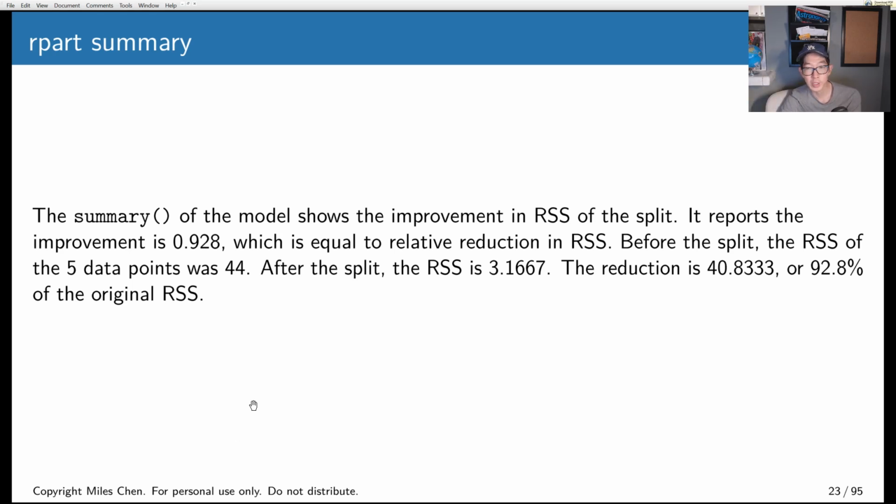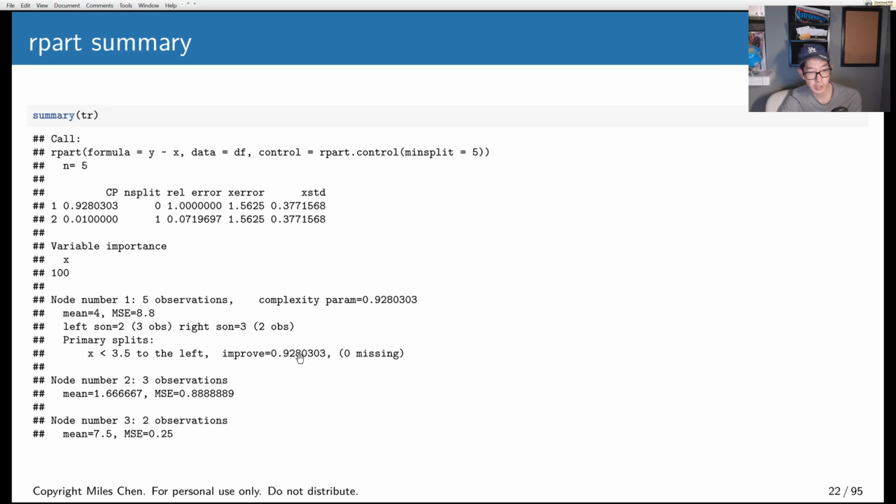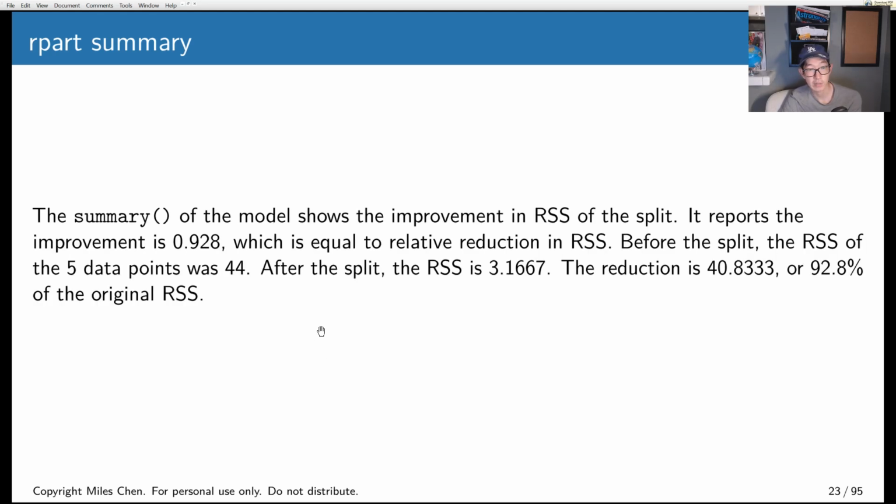And then the other part is the improvement here of 0.928, corresponding to our complexity parameter. This is our improvement, and that is to say that our baseline residual sum of squares was 44. After we did the split, our residual sum of squares went down to 3.1667. So we went from 44 down to 3.1667, which is a reduction of 40.833. Almost a reduction of 41.